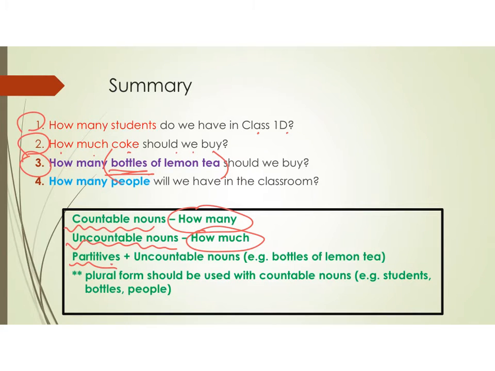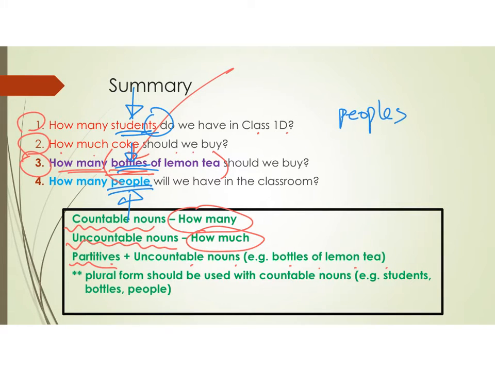So when we use partitives with uncountable nouns, for example, bottles of lemon tea, we use how many. Why? Because we count the bottles. And always remember, we use the plural form of the countable nouns. For example, students, bottles, and also people. And we use people but not peoples because people is already the plural form. And the singular of people is person.